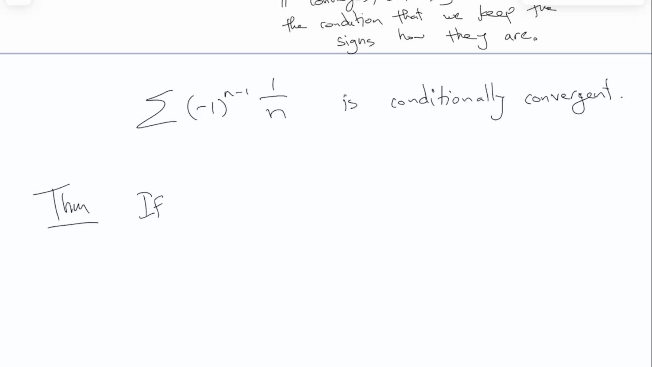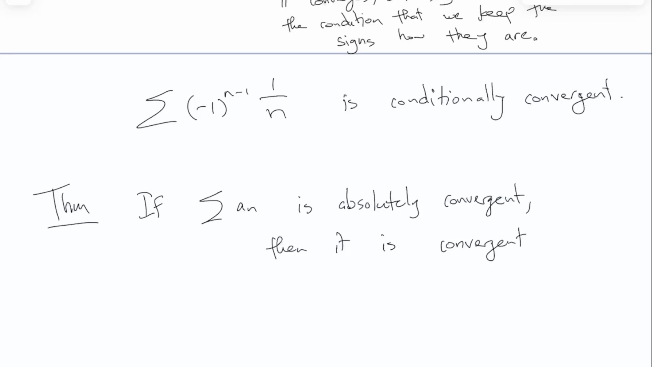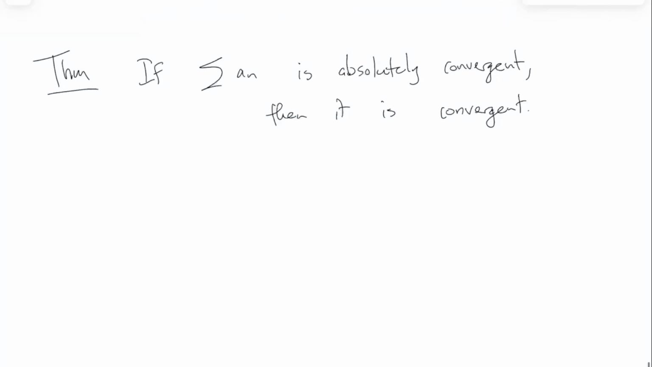So it says if a series is absolutely convergent, then it is convergent. All right? This means absolute convergence is somehow stronger. If you know something is absolutely convergent, automatically it is convergent by itself, ordinary convergent. All right, let's talk about why this is true. So I'll write this like a proof. This is not going to be super formal, though.